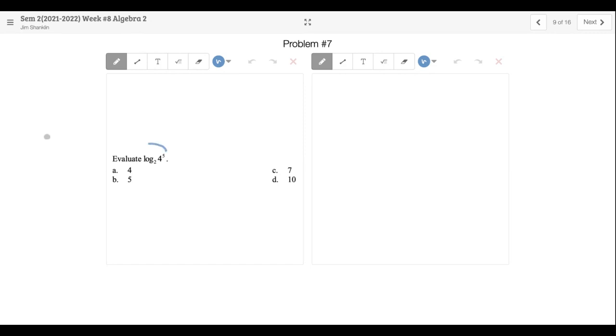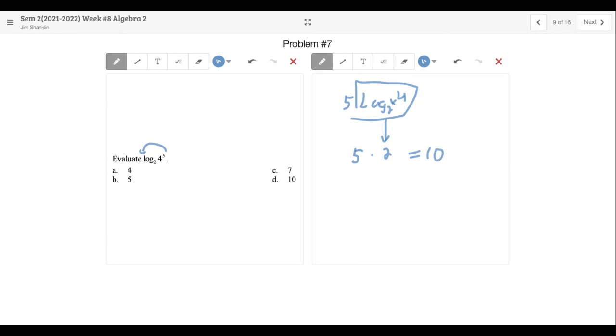In this problem, I have an exponent, 5, so I'm going to write that right in front. So this is 5 log base 2 of 4. Now this I can do in my head. 2 to what power is equal to 4? Well, that's 2. So this whole thing is 2. So I still have that 5 out in front. So 5 times 2 is 10. So 10 is the correct answer.